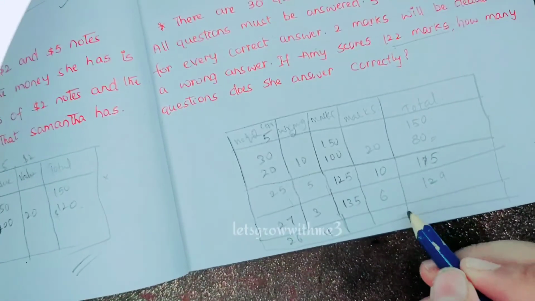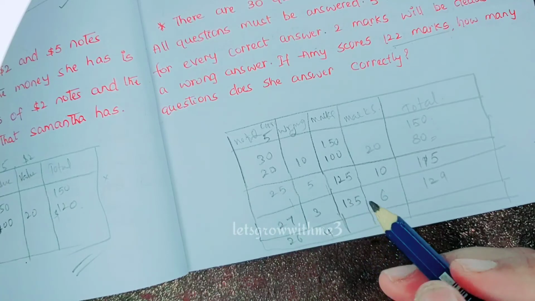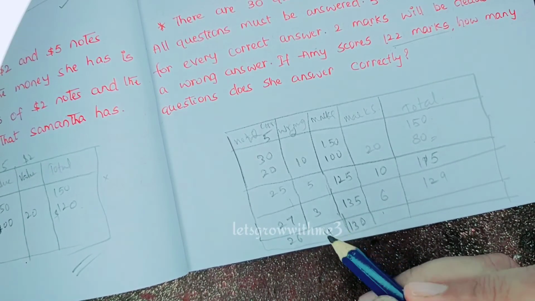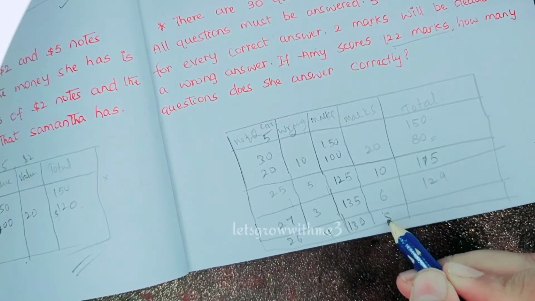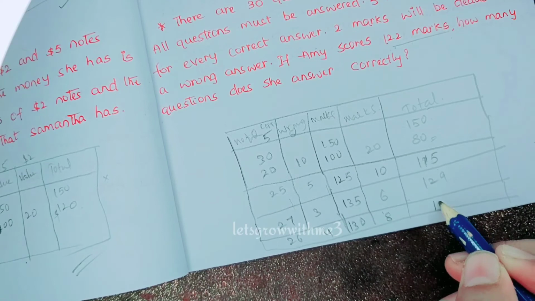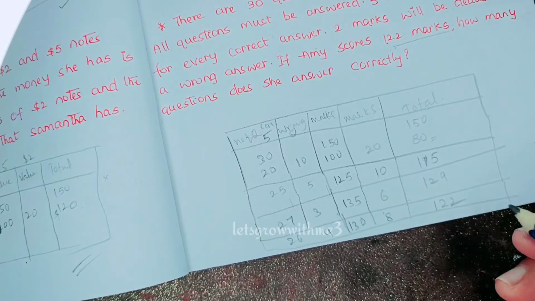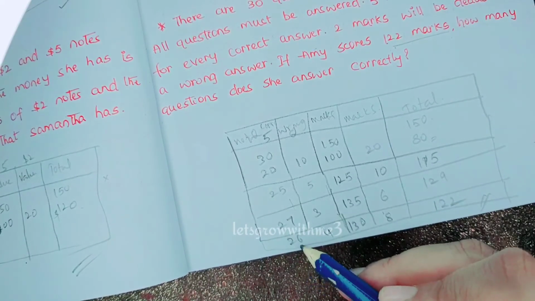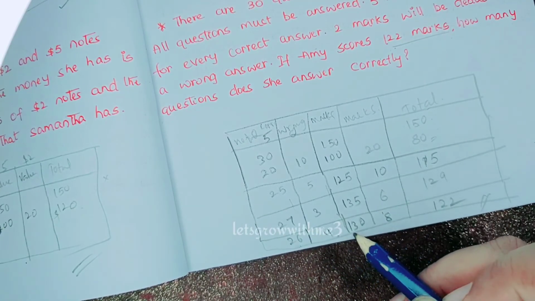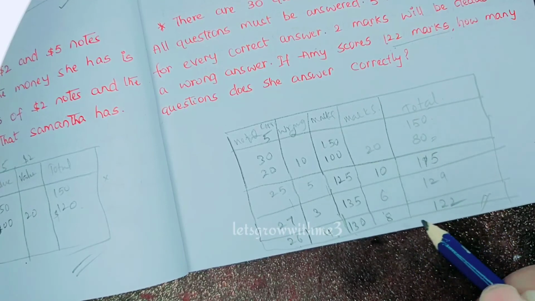So my next guess is 26. So 26 correct and 4 wrong. Then 26 times 5 is 130, and 4 times 2 is 8. So 130 minus 8 is 122. So here you can see all the combinations where we increased the value and where we decreased the value.